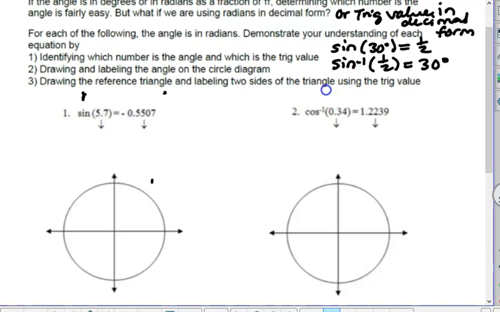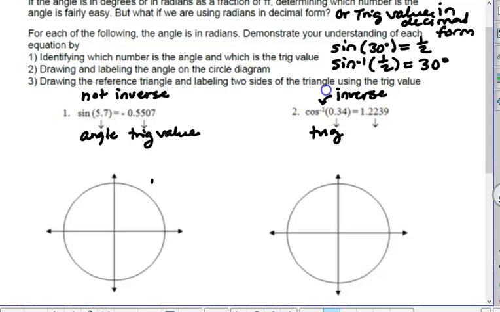So when we look at the first problem, this is not an inverse function. That means the input is the angle and the output is the trig value. Number 2 is an inverse function. We see the little -1 superscript here, which indicates an inverse function. So this is an inverse function, which means we're inputting the trig value and we're outputting the angle.